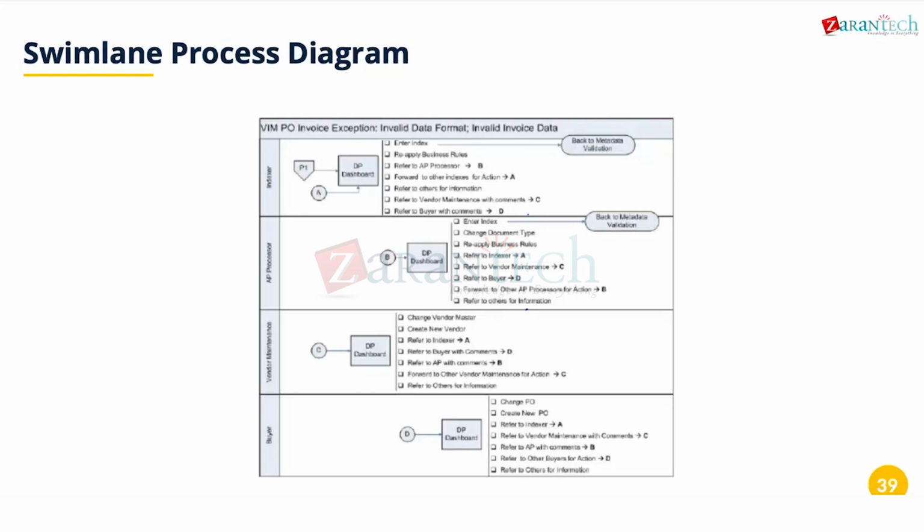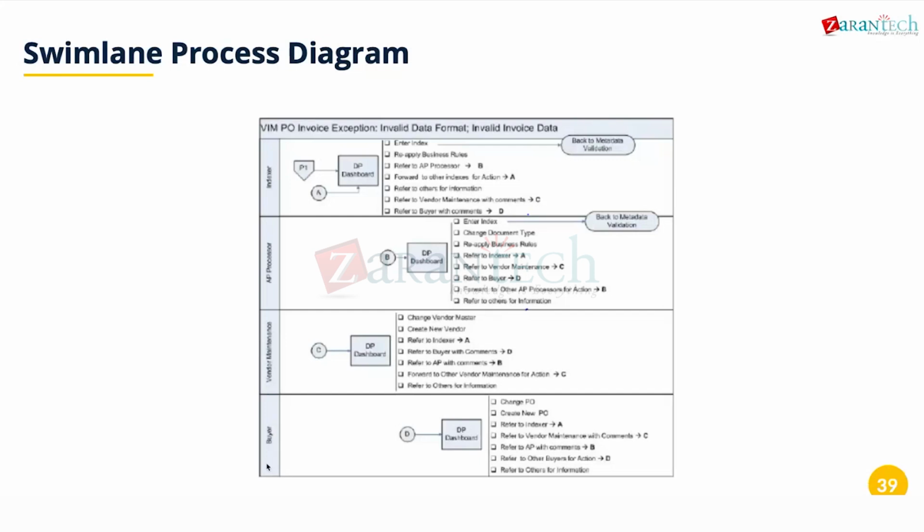Okay. So this is a simple one exception. This slide represents only one exception. Here they are talking about the invalid date format or invalid invoice data. Once we see this slide, we can understand there are four VIM roles which we'll be dealing with, on the left-hand side. One is indexer, one is AP processor, one is vendor maintenance team, and one is buyer team.